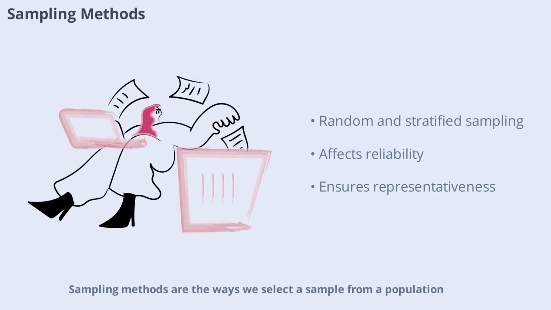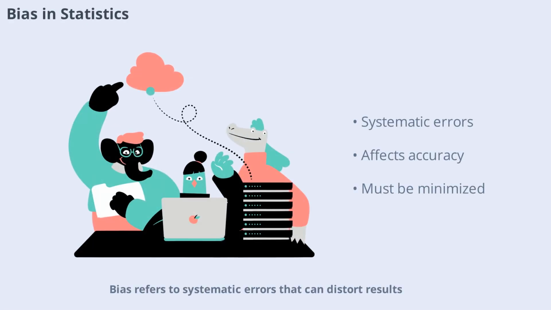Sampling methods are the ways we select a sample from a population. Common methods include random sampling, where every member has an equal chance, and stratified sampling, where the population is divided into groups. The method chosen affects how representative and reliable the sample is, which in turn impacts the conclusions we can draw. Bias refers to systematic errors that can distort results.